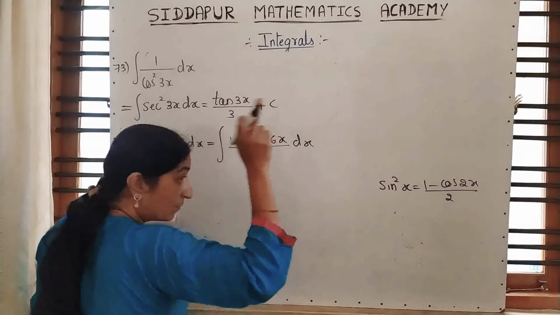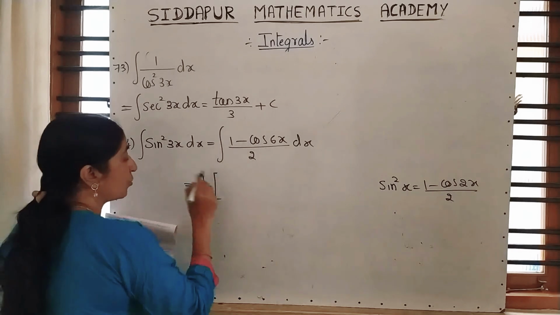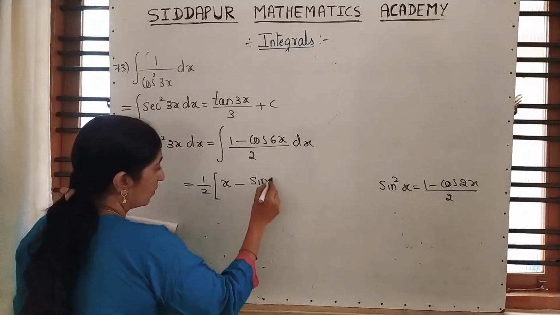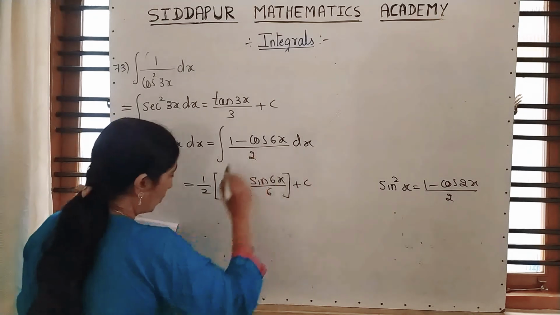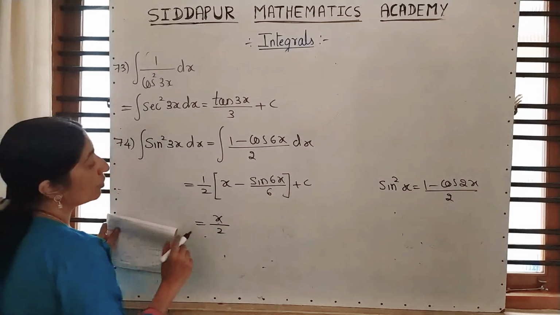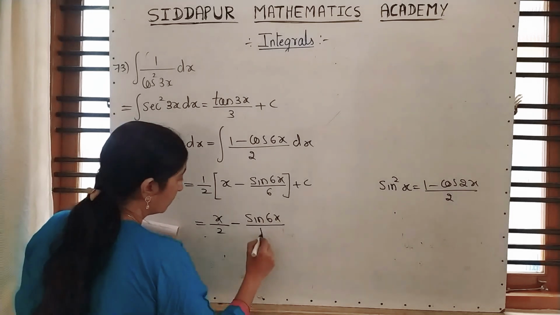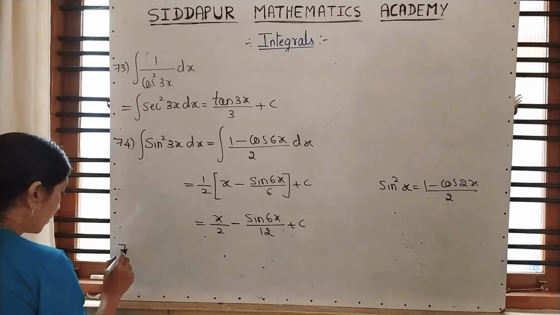Refer this. Remember that hint. 1 by 2 constant. Integration of 1 is x. Integration of cos 6x is sin 6x divided by 6. That coefficient comes in the denominator. And if you want, remove the bracket. Moving to the next question.